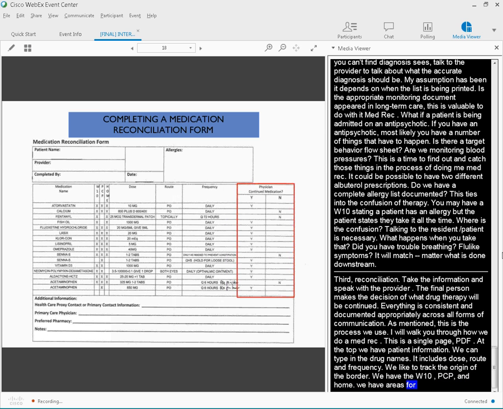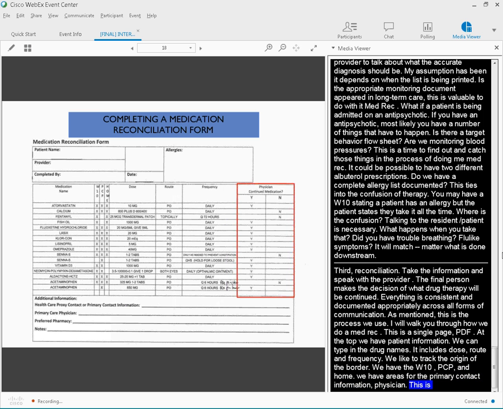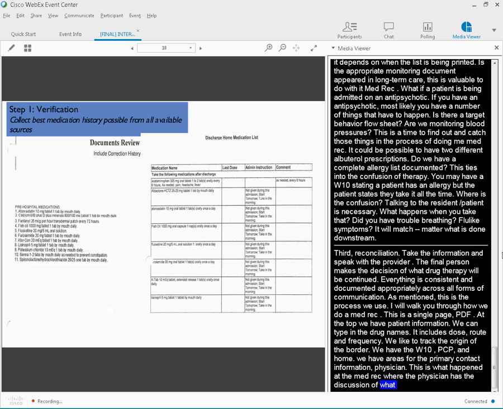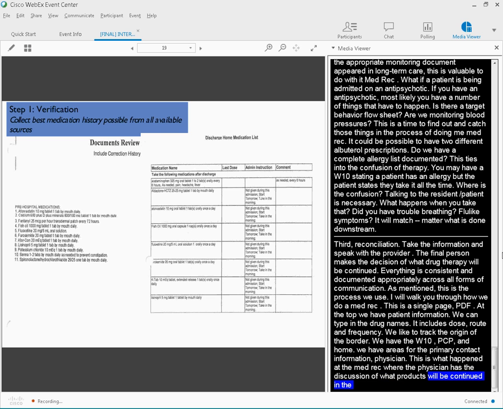So this is that step 3, where the physician sits down with the nurse or whoever has this information, and has that discussion of what products are going to be continued in the care setting. So atorvastatin 10 milligrams daily, and it is continued. So that's how it is documented.